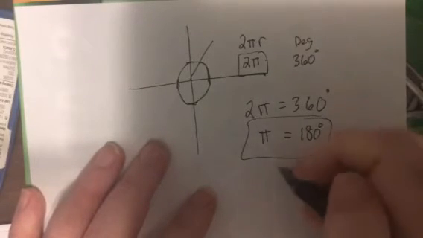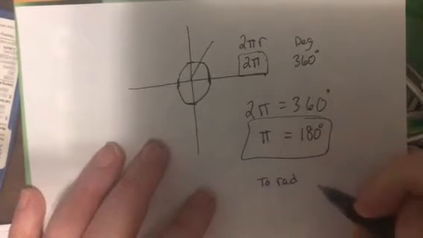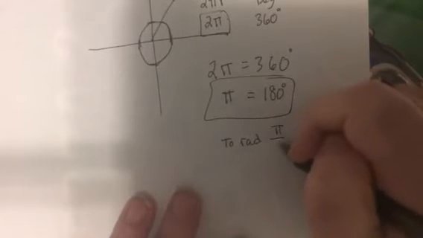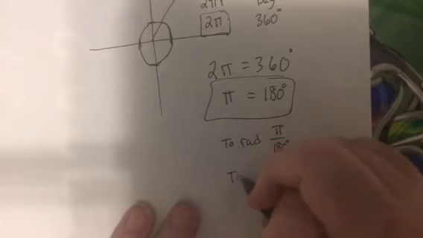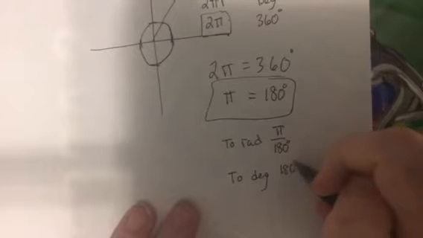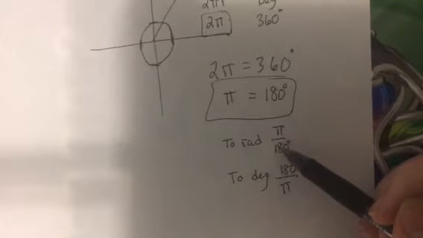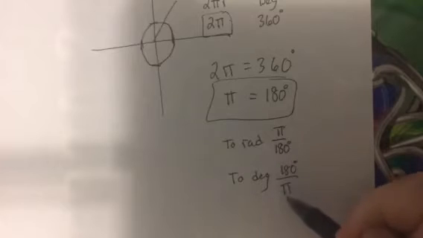If we want to go to radians, you multiply by pi over 180. If we want to go to degrees, you multiply by 180 over pi. To go to radians, you could also say every 180 is a pi. To go to degrees, you can say every pi is 180.